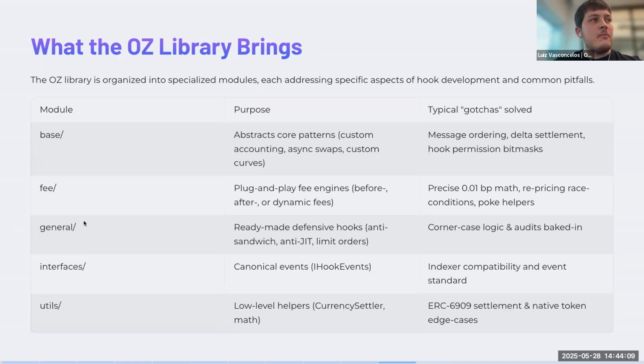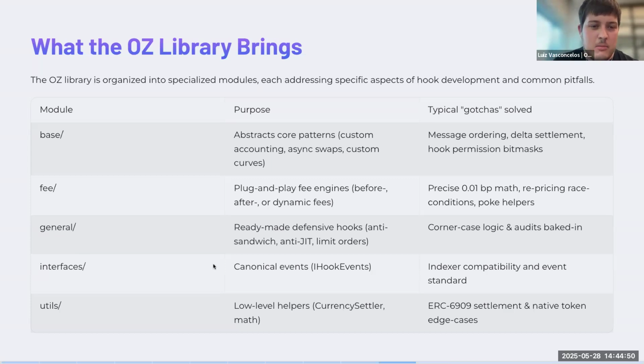The general one is the one that we are developing now. These are some kind of ready defensive hooks that are in audit right now, but when they're released, they're going to be some example hooks where people can go and see how they work, for example for anti-sandwich, like preventing MEV attacks on hooks, also preventing just-in-time attacks, and some limit orders. So basically some use cases that people can leverage, and some protection hooks as well that they can use.